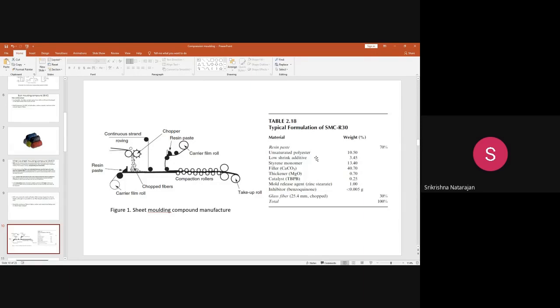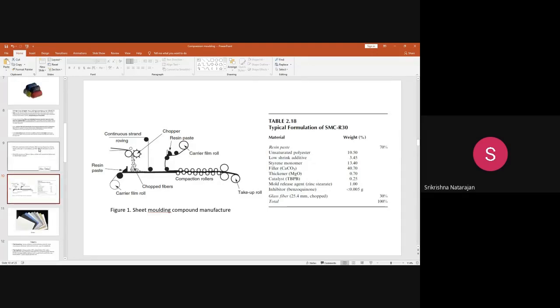An inhibitor is added for preventing any kind of premature curing. If curing is done very fast, like when you apply very high heat, that will lead to premature curing, which is not desirable. You can prevent that by using this inhibitor. So these are the multiple materials used to prepare the SMC, similar to BMC. And then here you add the reinforcement also. Reinforcement is around 30%, and matrix and other chemicals, the resin paste, is around 70%. Totally 100% you take and then carry out this process.